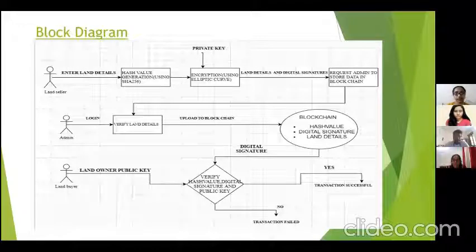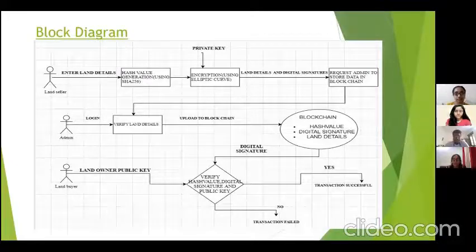After that, the admin will be verifying all the land credentials and checking all the land details. After that, he will be uploading it to the blockchain. Now, when the land buyer wishes to buy a land, he will be getting a public key from the landowner, and he will be decrypting the digital signature using the public key. If it comes true, then the transaction is proceeded. If it fails, then the transaction will be failed and it will be stopped.